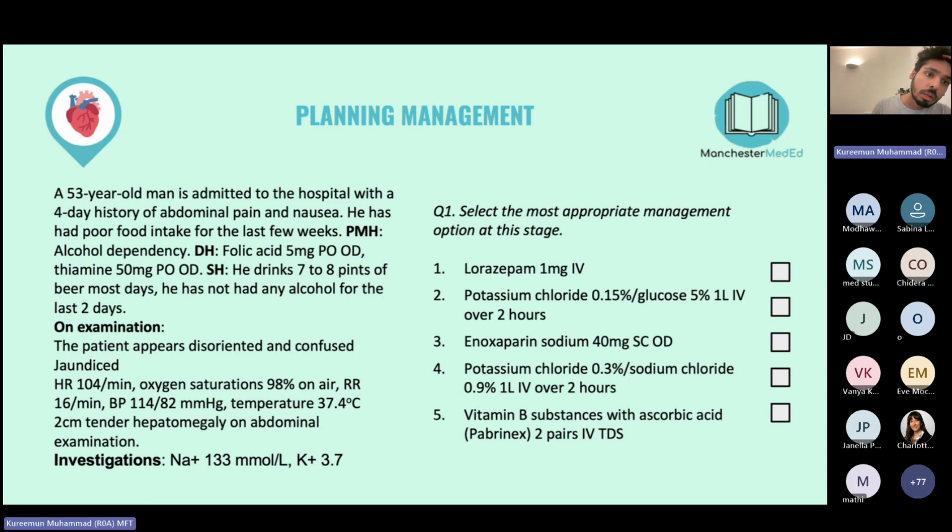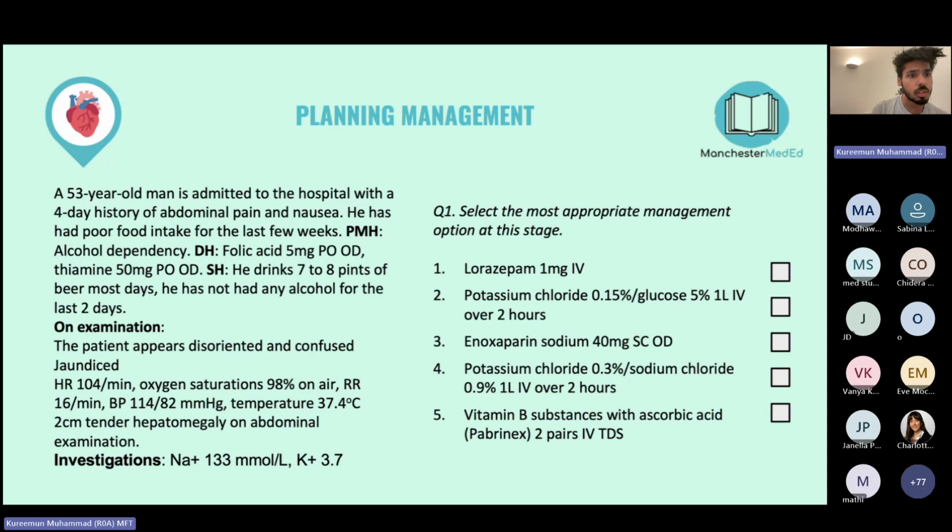A 53-year-old is admitted to hospital with a 4-day history of abdominal pain and nausea. He has had poor food intake for the past few weeks and is alcohol dependent. Drug history includes folic acid and thiamine, and he usually drinks 7 to 8 pints of beer most days. He has not had any alcohol for the last 2 days because of the nausea and poor food intake. He appears disoriented, confused, and jaundiced.